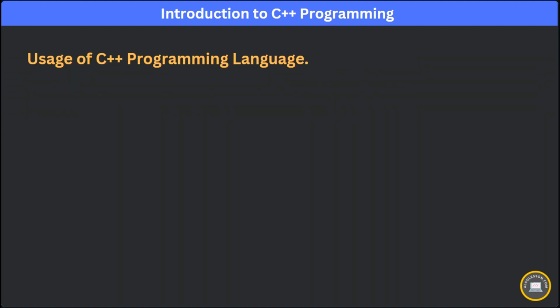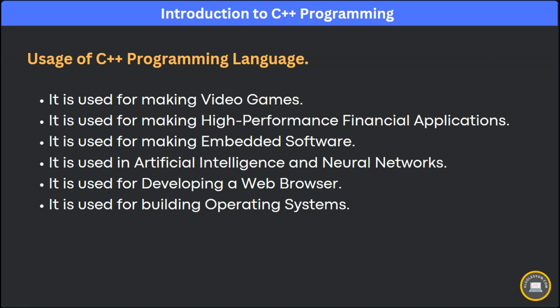Now let's see what the uses of the C++ programming language are. These are a few uses. It is used for making video games. C++ is an object-oriented and high-level programming language, and it is used to make the video games that we play. It is used to make high-performance financial applications, like stock applications or banking applications. There also the C++ programming language is used.